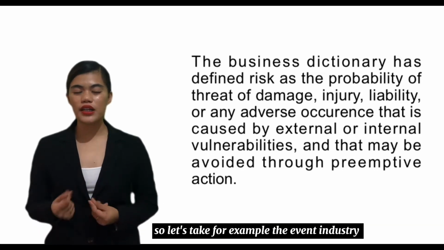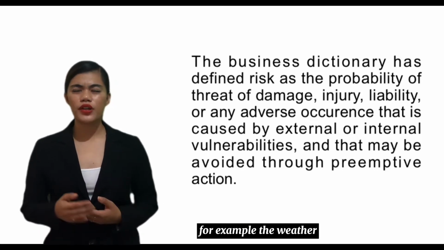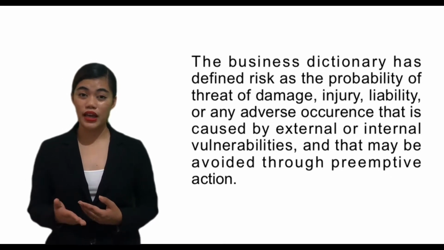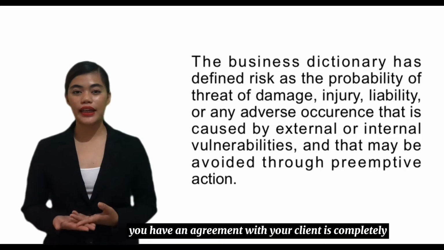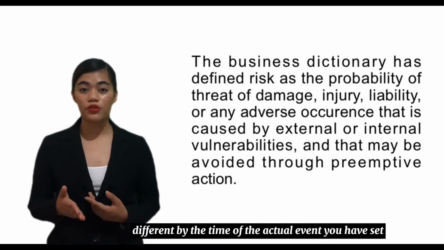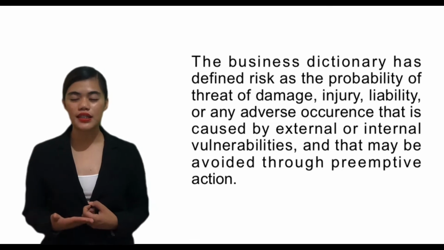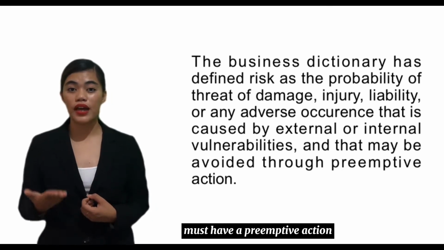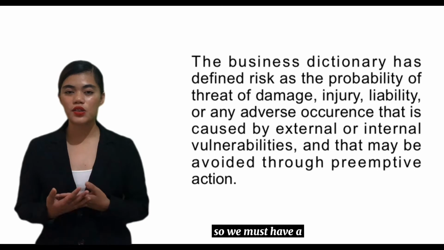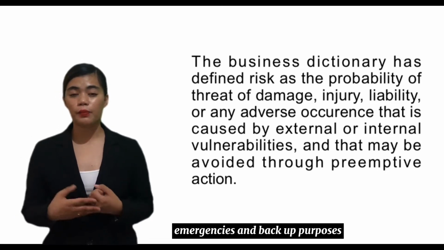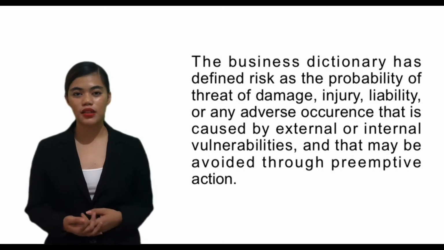Let's take, for example, the event industry. The weather by the time you have an agreement with your client is completely different by the time of the actual event you have set. Those actual occurrences must have a preemptive action. So as an event organizer, we must have an action plan, contingency plans for emergency and backup purposes.